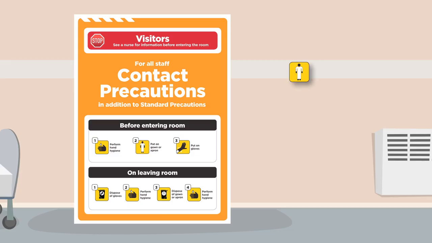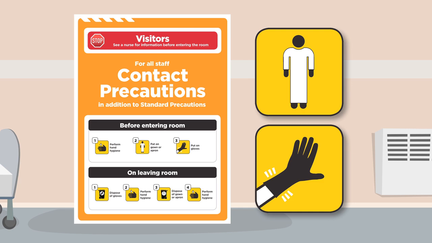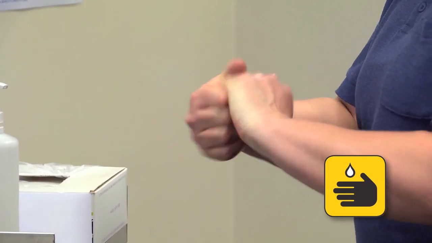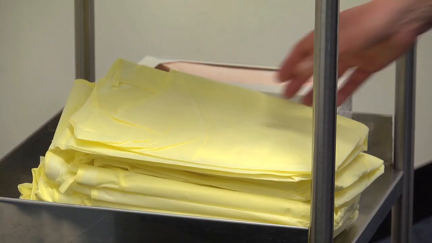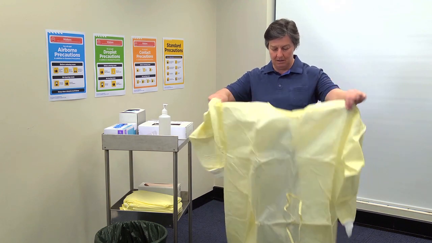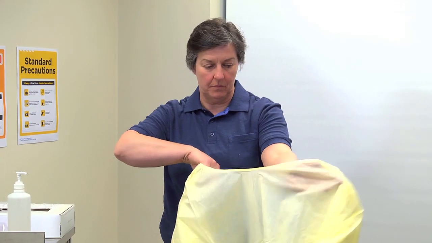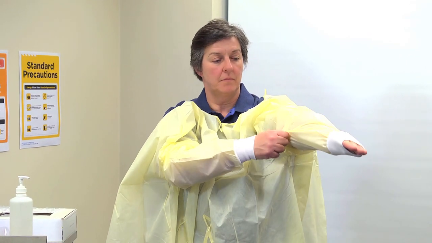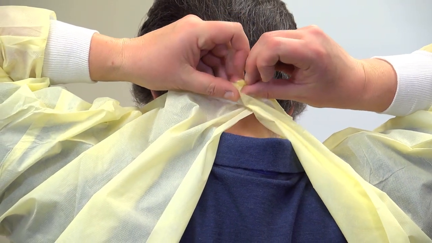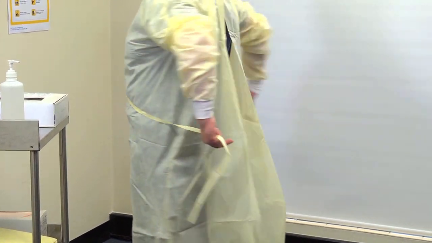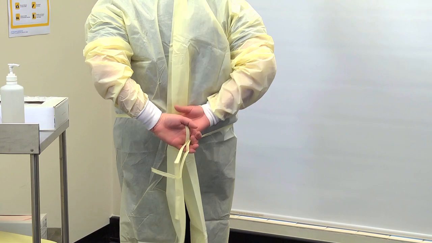For a person under contact precautions, you must wear a gown and gloves. You must put on your gown and gloves before you enter the patient's room. Perform hand hygiene. Firstly, unfold the gown. Slide your arms into the armholes and through the cuffs. Secure the top of the gown at the back of your neck with the ties, tape or Velcro. Grasp the waist ties and tie securely at the middle of your back.